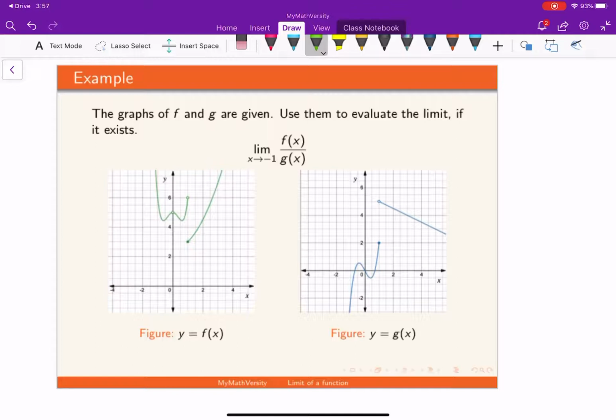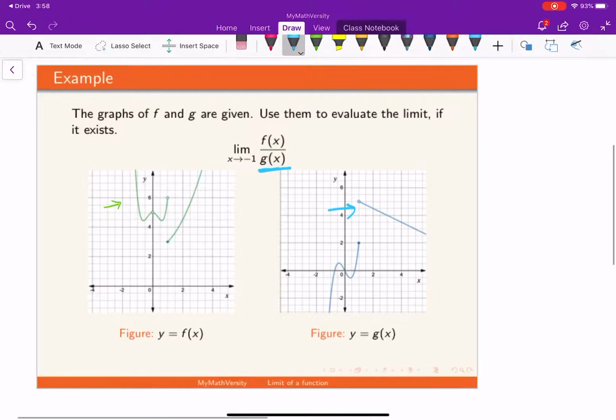The graph of the function f is given here as this green curve, and the graph of the function g is given over here as the blue curve. So the green one is f and the blue one is g, and we have to use this graph to evaluate the limit of this function, given as a quotient of functions f and g, if it exists. Okay, so that's what we need to find out.